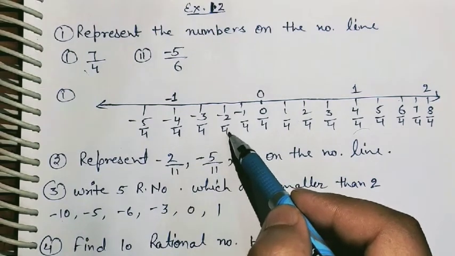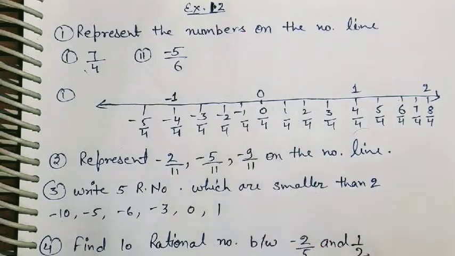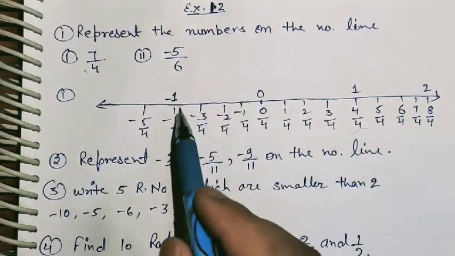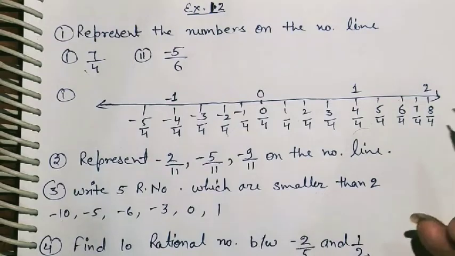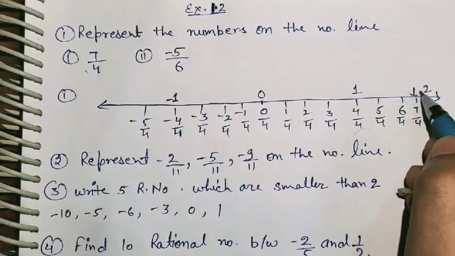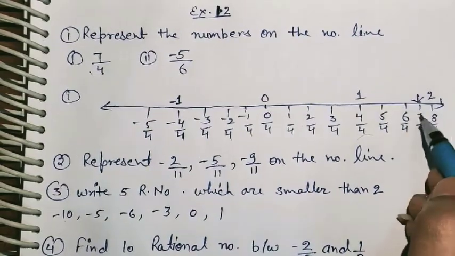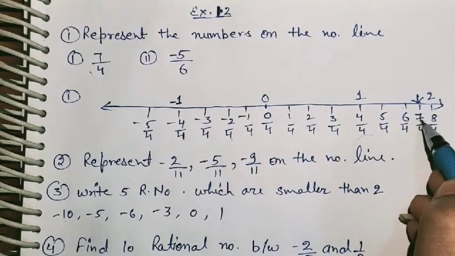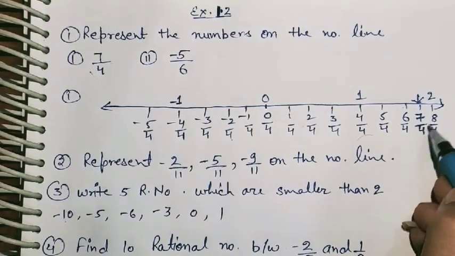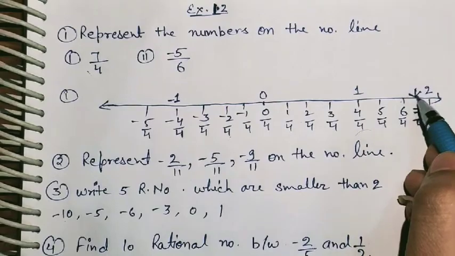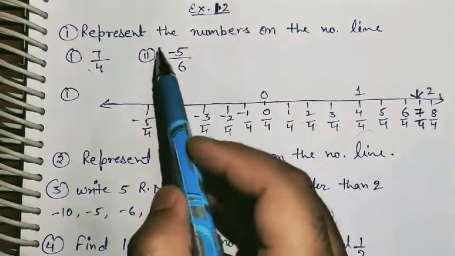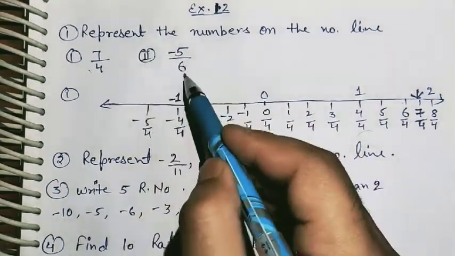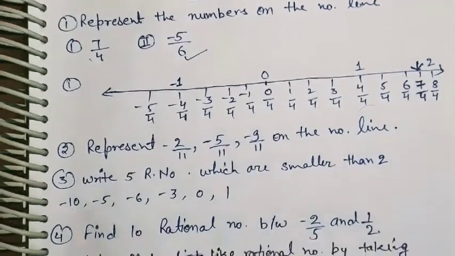Minus 2 by 4 will not divide to give minus 2. So minus 1, 0 and 1. As you can clearly see, we have represented our given rational number on the number line. You can mark it by an arrow. Okay, so the second part you can solve on yourself.